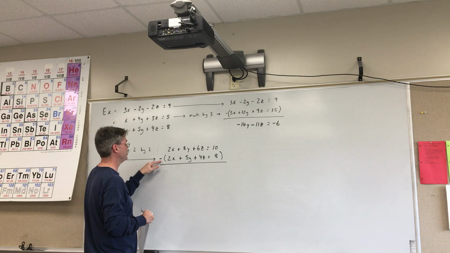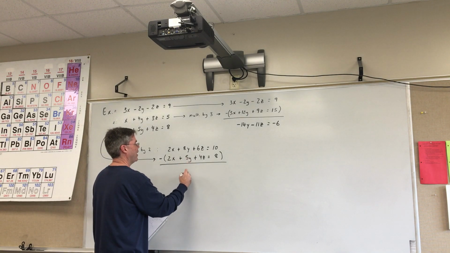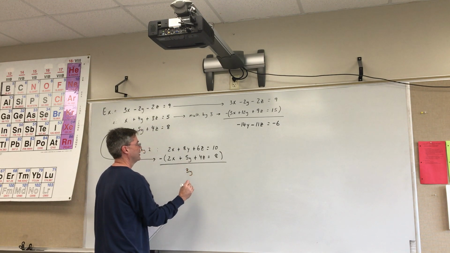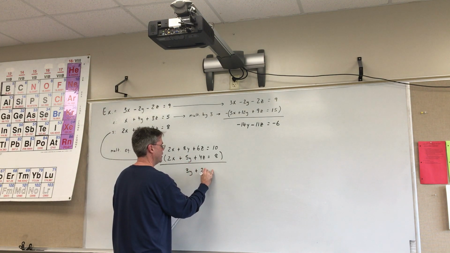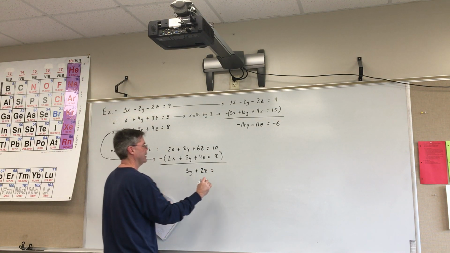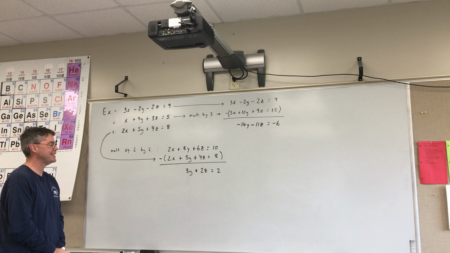Subtracting equation 3, the x's are eliminated. 8y minus 5y would give 3y. 6z minus 4z would be plus 2z. And then 10 minus 8 is 2. So now I've got a second equation.